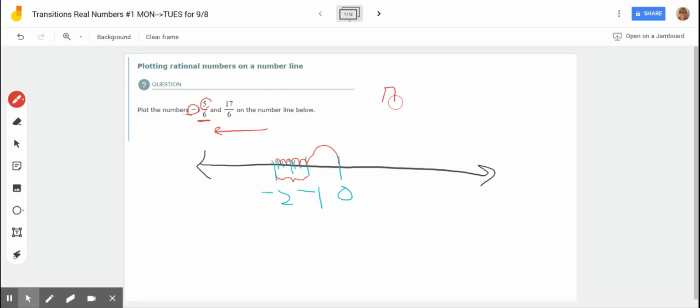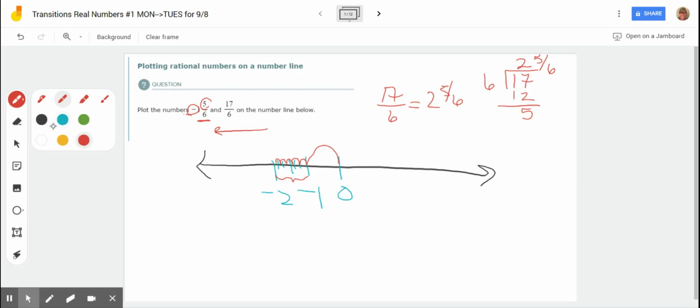17/6, change that to a mixed number. I'm still going to get to the decimal piece, but change 17/6 to a mixed number. 6 goes into 17, and if you want, you can always do it this way too. 6 goes into 17 2 times, that's 12, and you get 5. Well, 6 doesn't go into 5, so the remainder is 5 over 6. So that becomes 2 and 5/6.